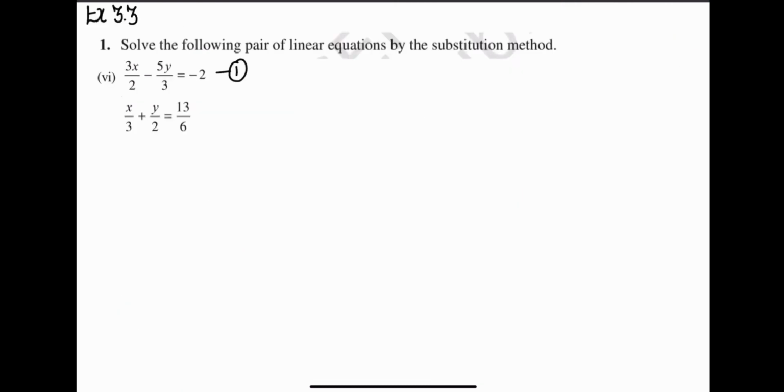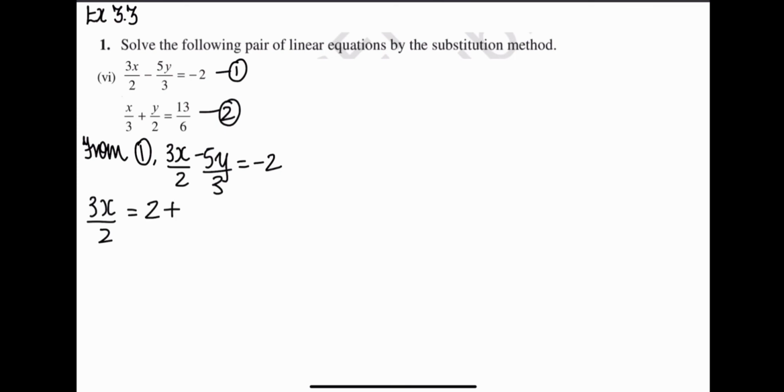On to the sixth question then. In the first equation, we'll take minus 5y by 3 into the other side. That is, 3x by 2 is equal to minus 2 plus 5y by 3. This gives us an LCM of 3. Therefore, we multiply minus 2 by 3.